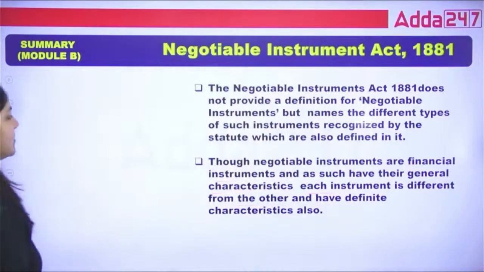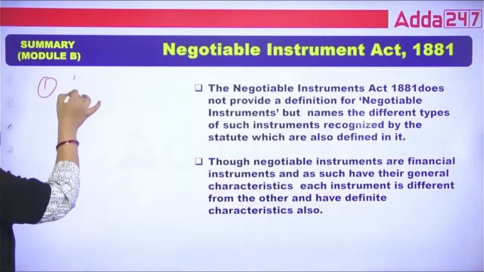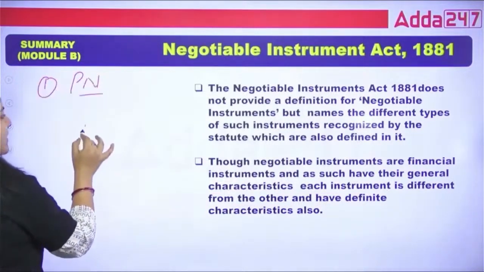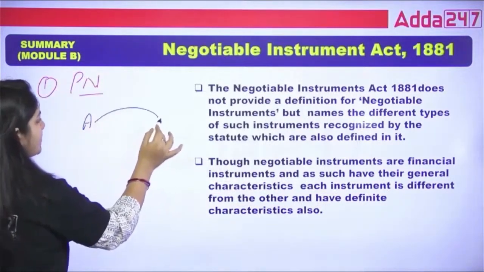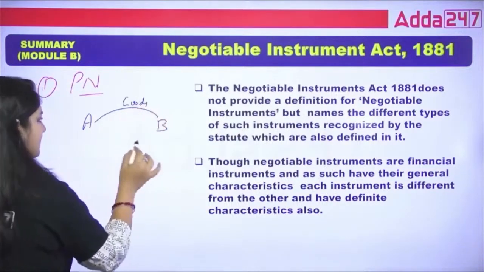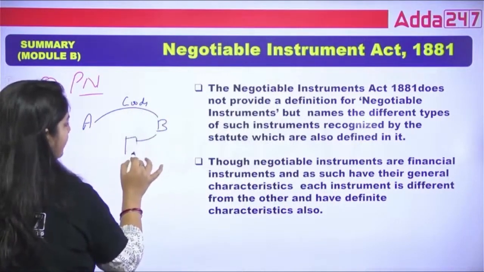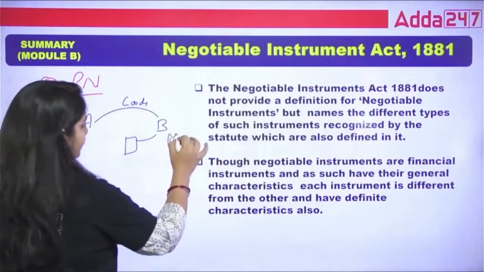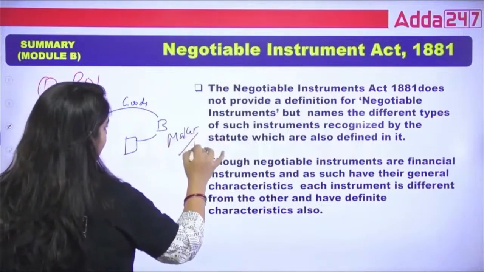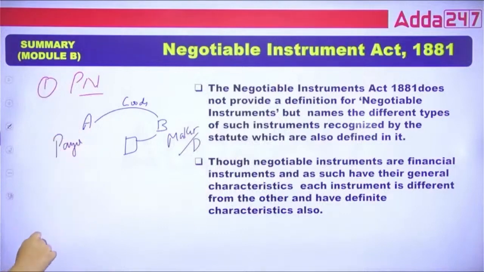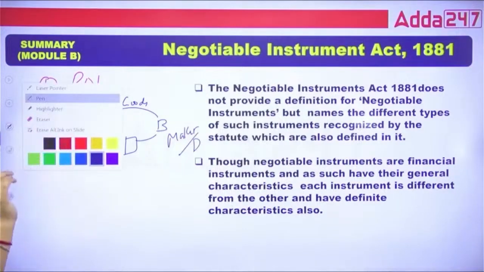So if I give you one keyword on the promissory note: in a promissory note, basically A transfers goods to B and B has to give what? Money. So in that case, B will make the document. B is called the maker or drawer and A is called the payee. So this is your promissory note. The bank note and the currency note are not included in the promissory note.